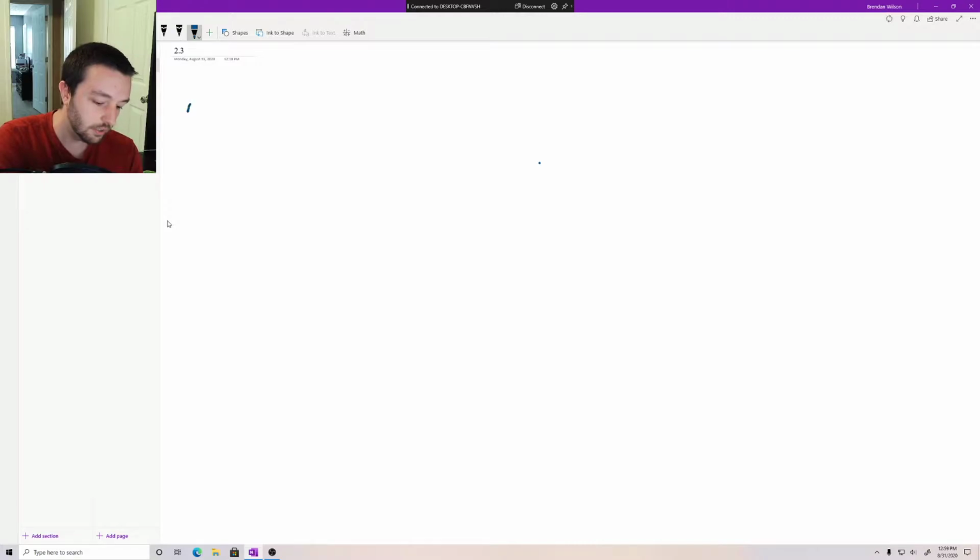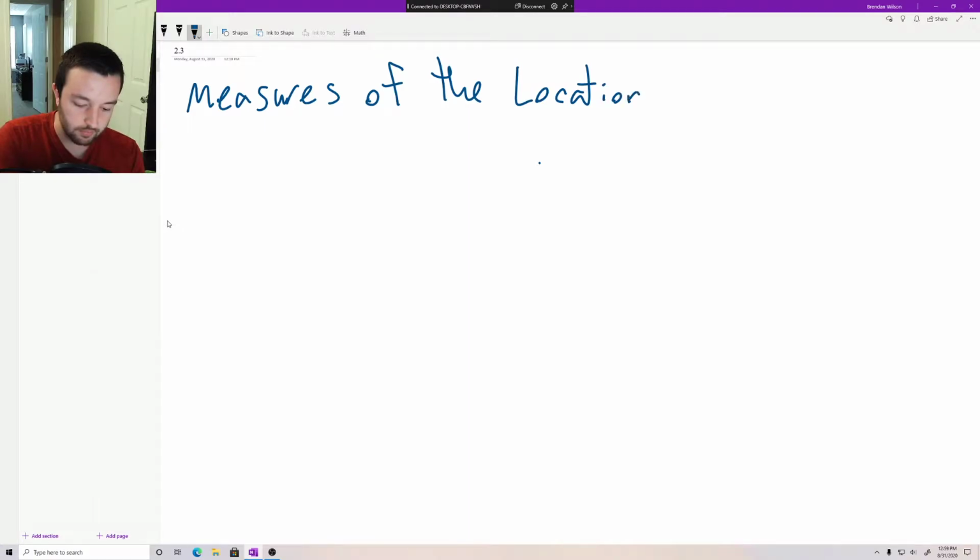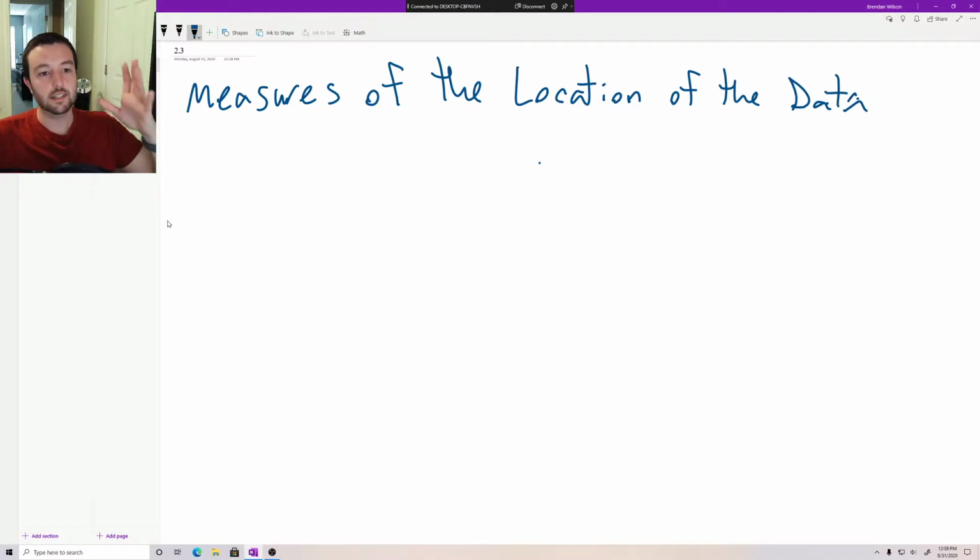So 2.3 in particular is called measures of the location of the data. So you have all of this data, right? You want to know generally where is your data located.